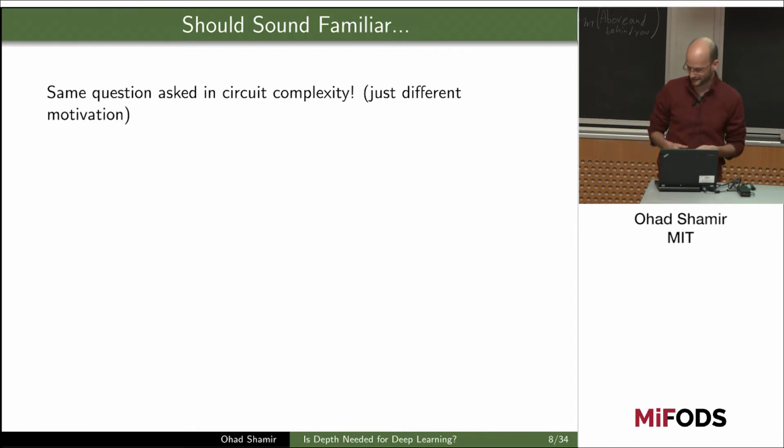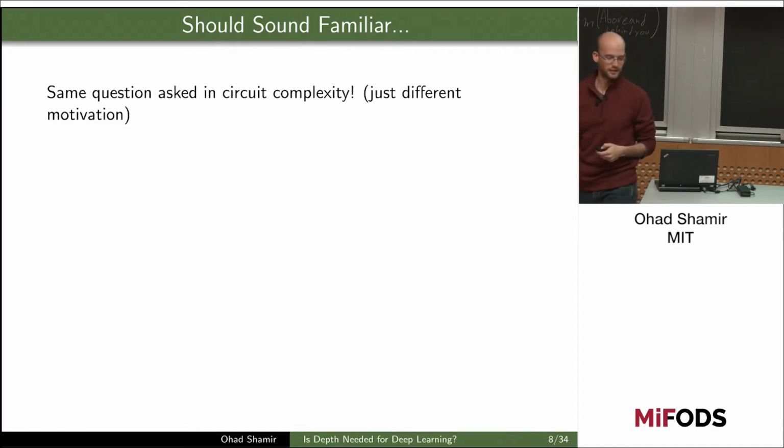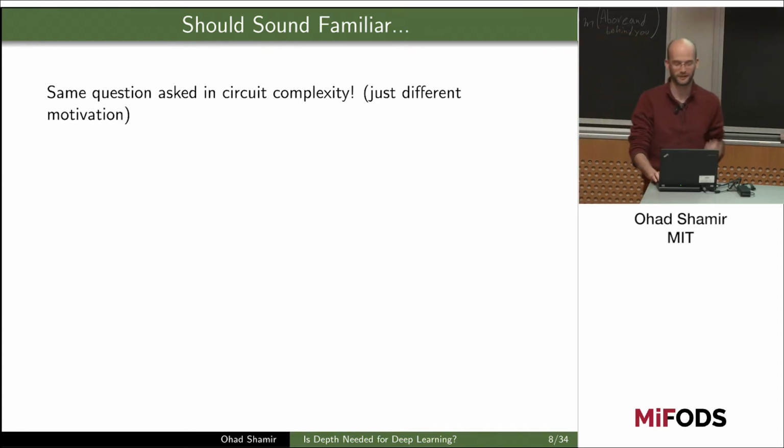So for this audience, this kind of question should sound familiar, because this is exactly the same type of questions that people have been asking in circuit complexity for several decades now. The motivation maybe is a bit different. So in theoretical computer science circuit complexity, it's more about, or at least the motivation was separating P and NP, and here it's different, but the actual question is the same.